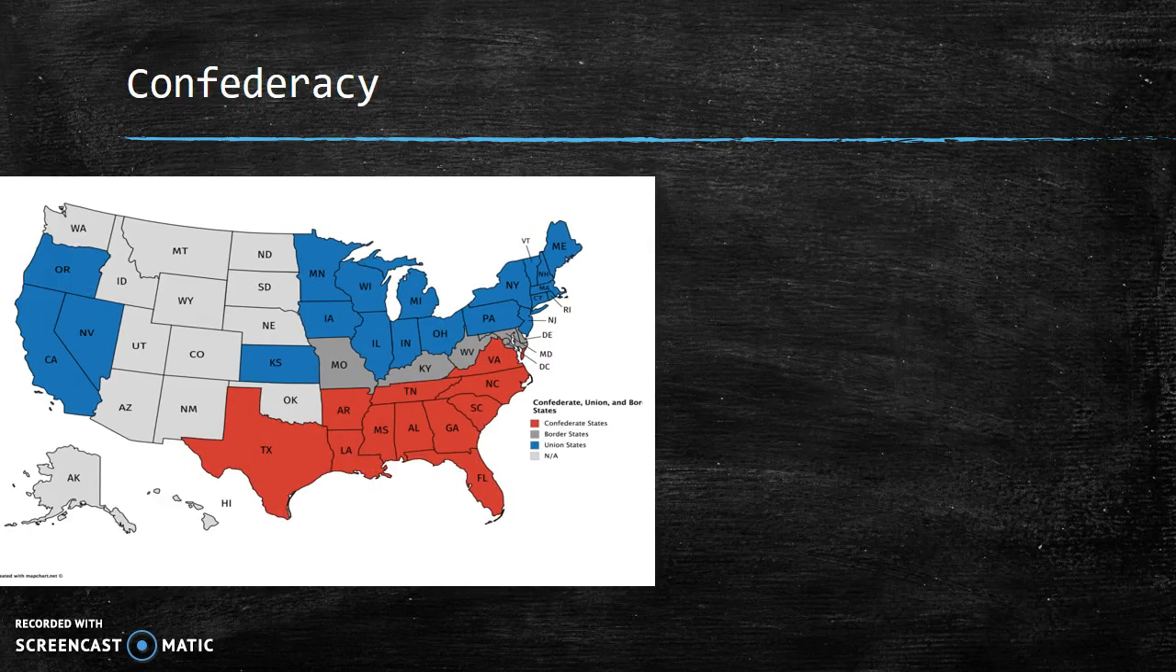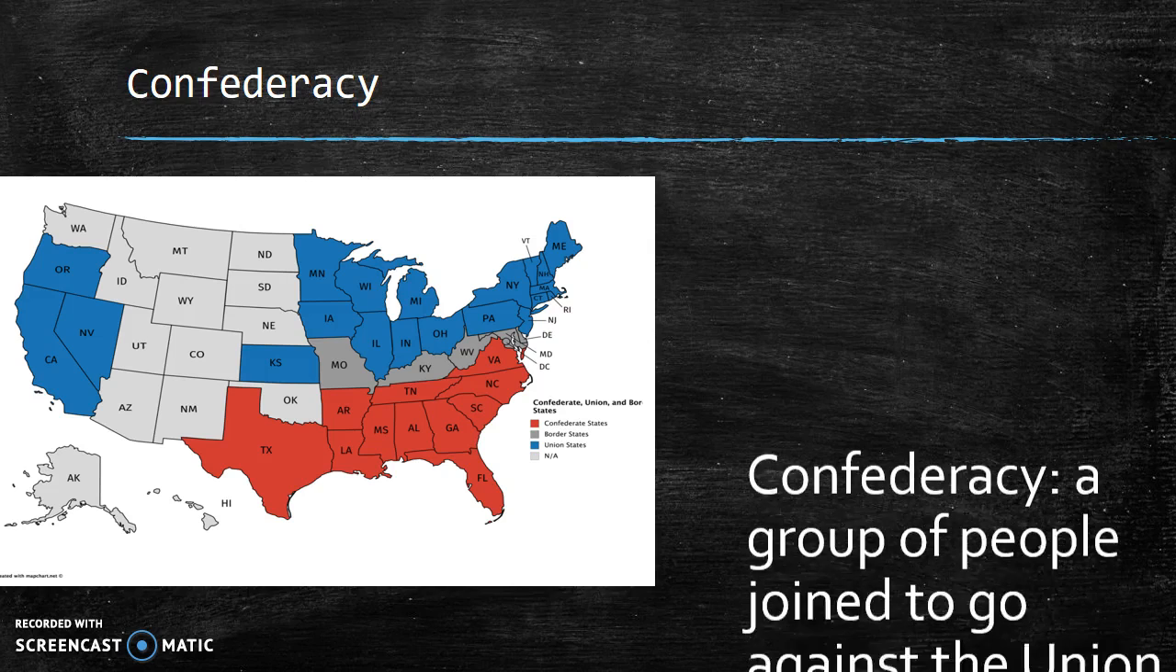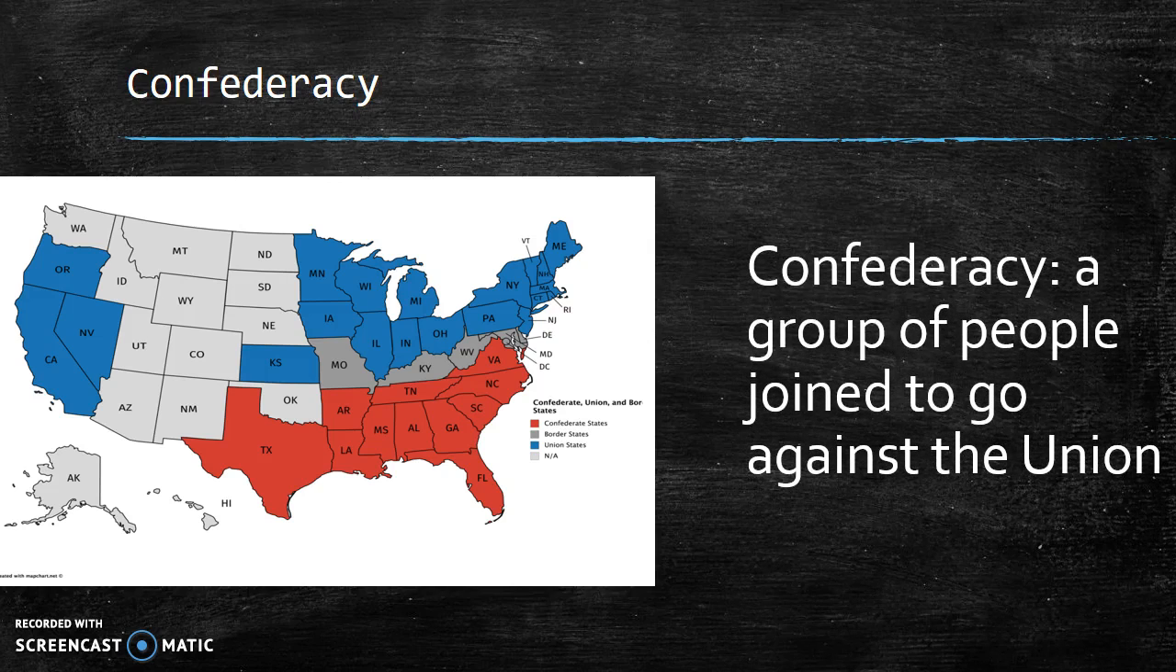The Confederates were against the Union during the war. They were Confederates because a group of like-minded people joined together and split from the Union. They were fighting to keep slavery because they thought it was their right to own slaves.